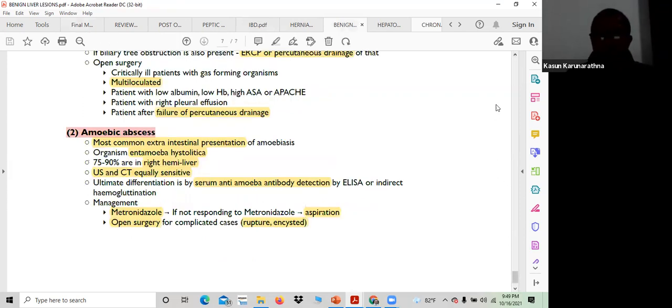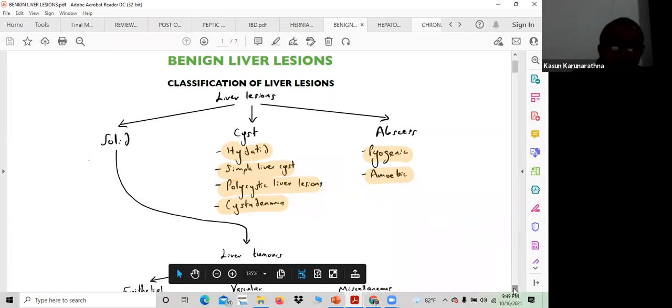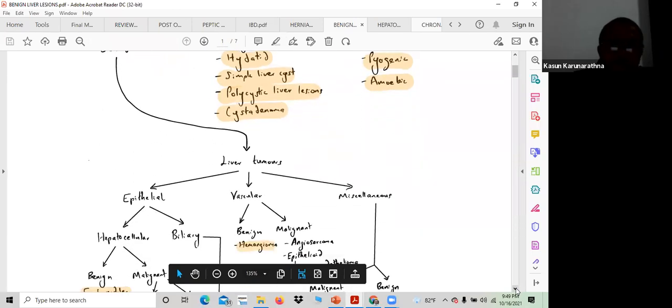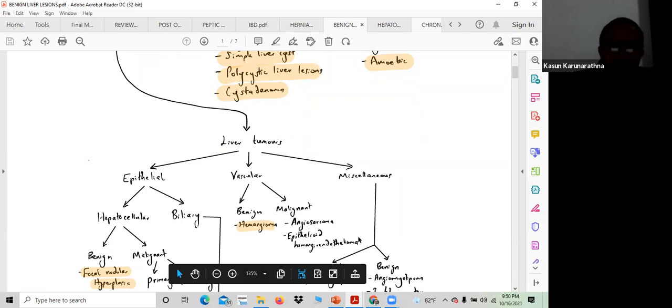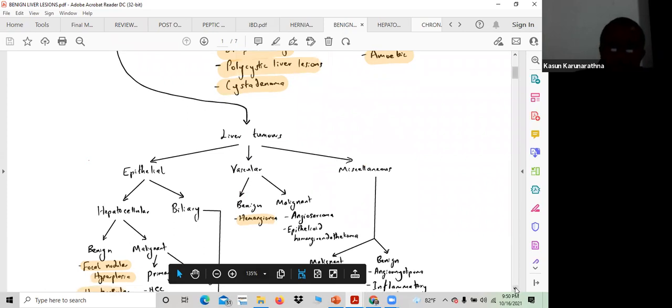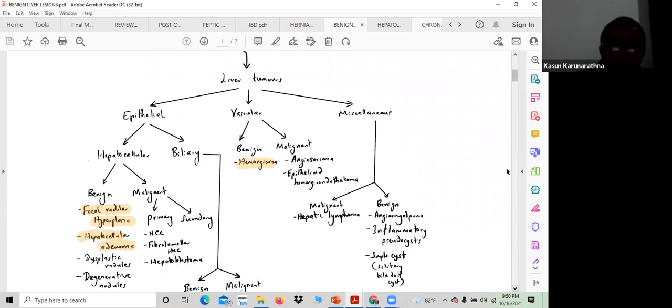Regarding liver lesions, the classification of the liver lesions. It can be solid, cystic, or abscesses, right? Solid lesions can arise from epithelium. If it is epithelial, it can be hepatocellular or biliary, right? And it can arise from vascular structures as well: benign hemangioma, malignant angiosarcoma, or it can be miscellaneous, hepatic lymphomas and angiolipomas.